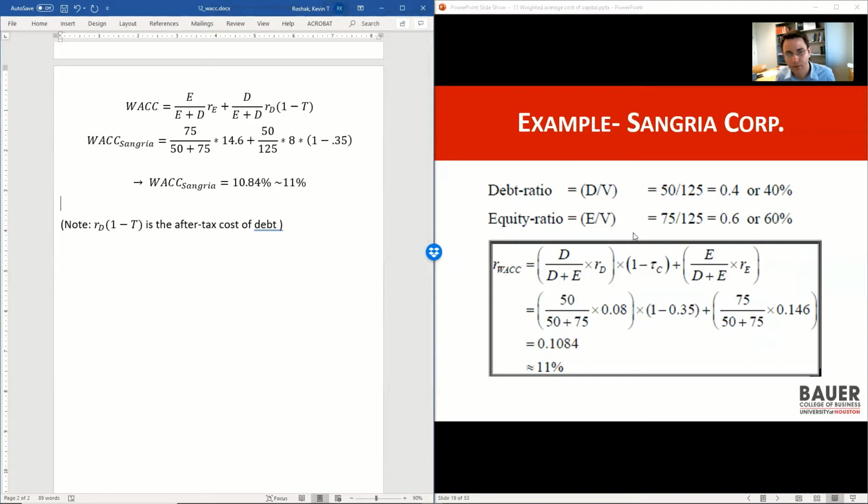What do we do with that? This means that we can pay all of our investors as long as our projects earn 10.84%. Say that in words. If our project earns 10.84, then we have enough money to pay both the equity holders and the debt holders in proportion to what they need. So that's a good project.